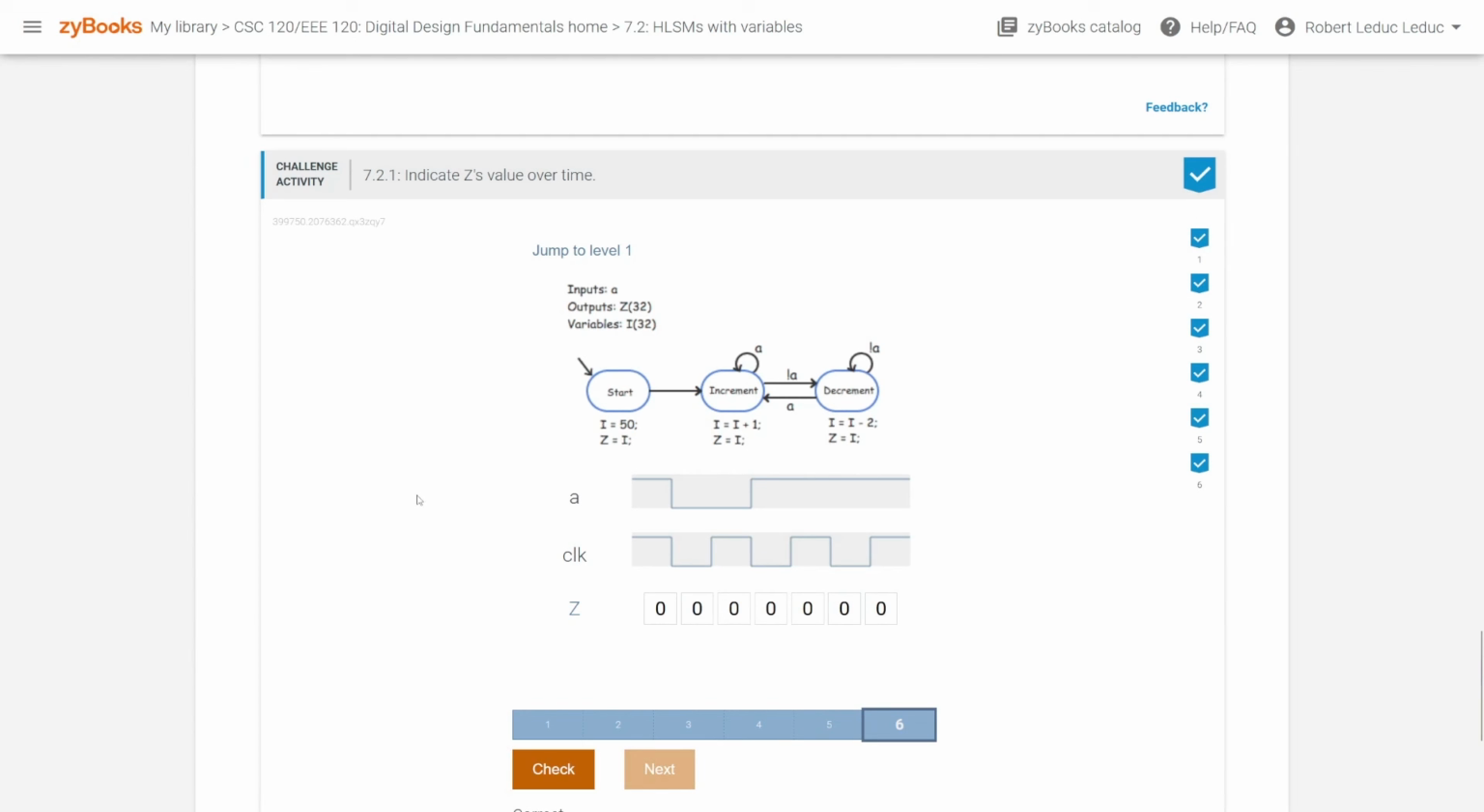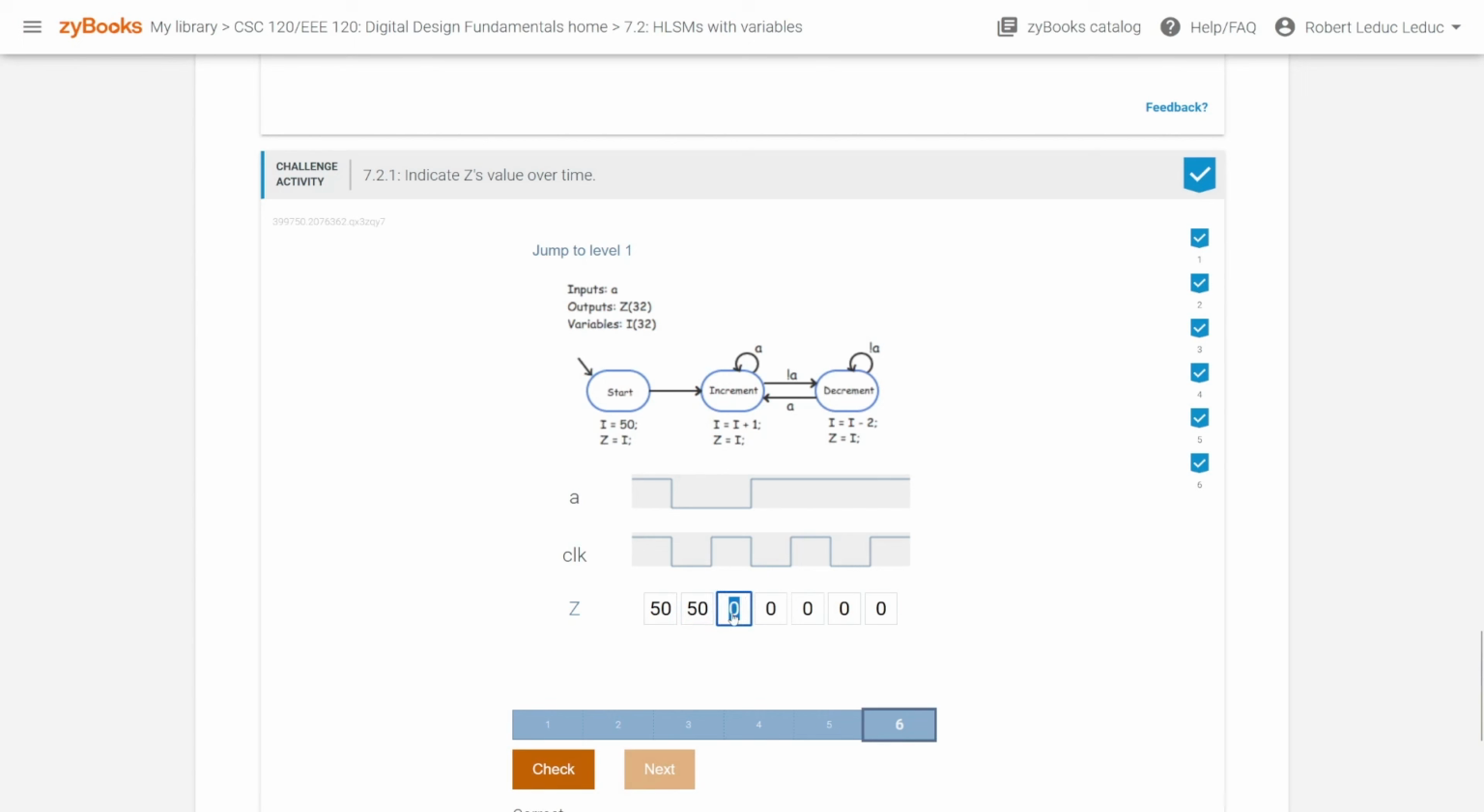All right, and this is the last problem in the challenge activity, and here again we see a similar high-level state machine, and we're going to start in pretty much the same place with the same value of I being set to 50 and Z being set equal to I. So prior to the first rising edge of the clock cycle, in the start state, Z will have a value of 50.